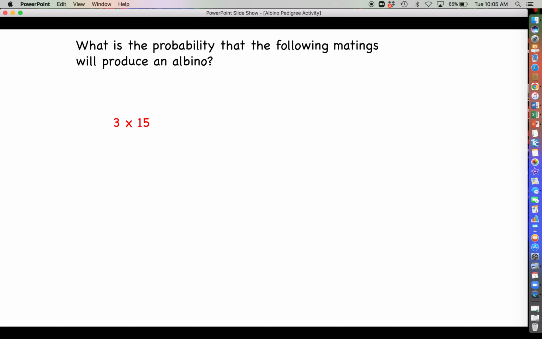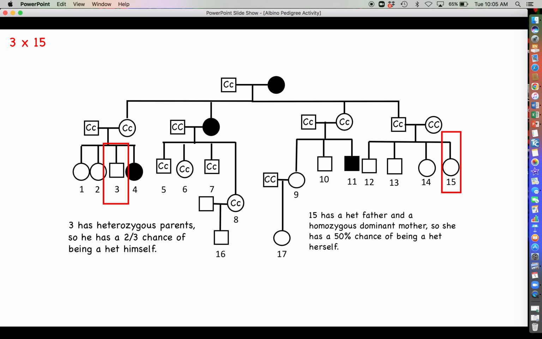All right, next we will do 3 times 15. I think this one's going to be a little bit more simple. So 3 and 15, we again see that we do not know either of their genotypes. We've seen before for the children of these parents up here, number 3 has a 2 in 3 chance of being heterozygous.